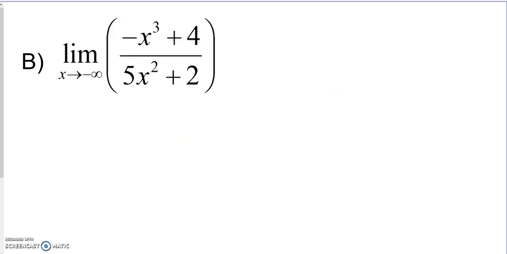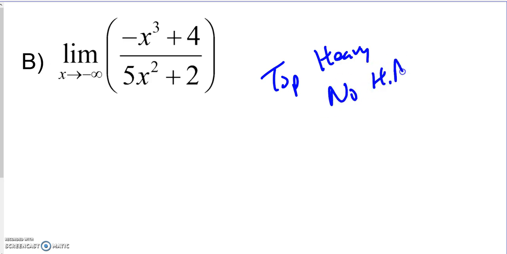Let's take a look at our next example here. Okay, with this example, again, we want to take a look at our degrees, because again, this one's now going to negative infinity. Since the degree of the numerator is 3 and the degree of the denominator is 2, this is an example of one that's top heavy. Therefore, there is no horizontal asymptote.